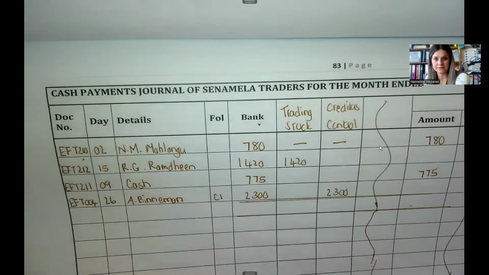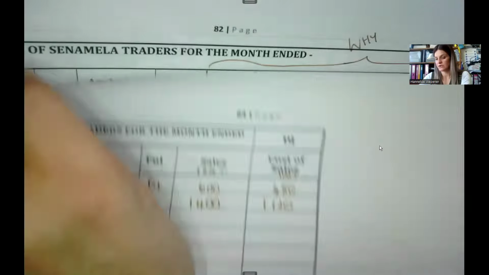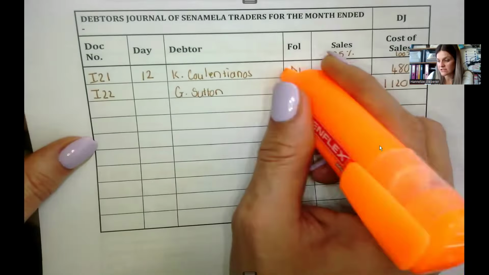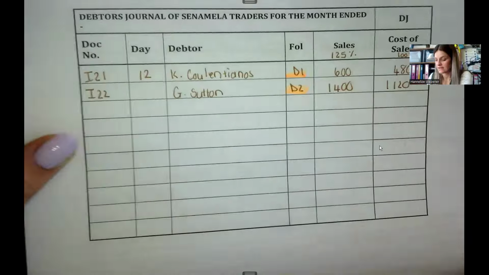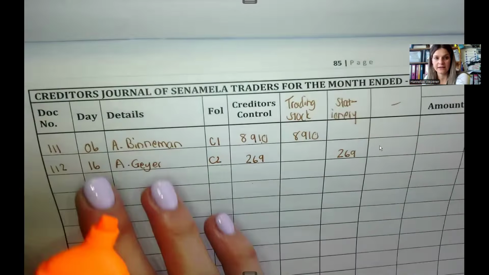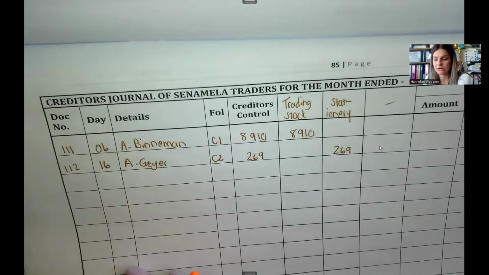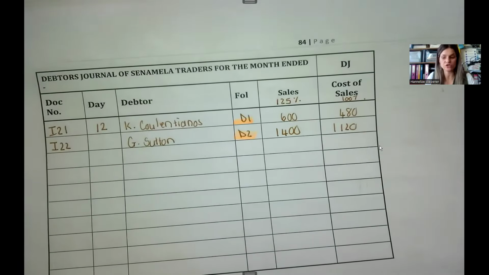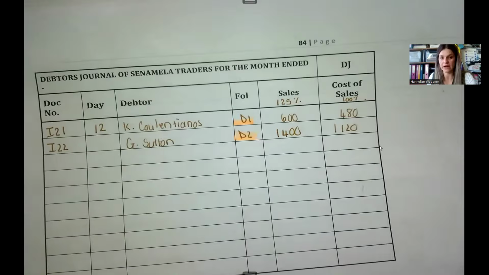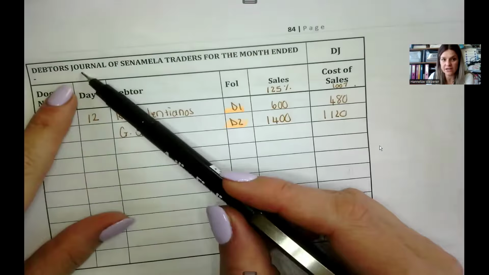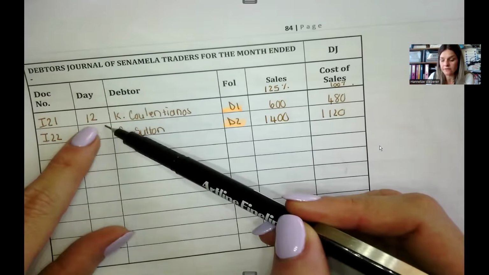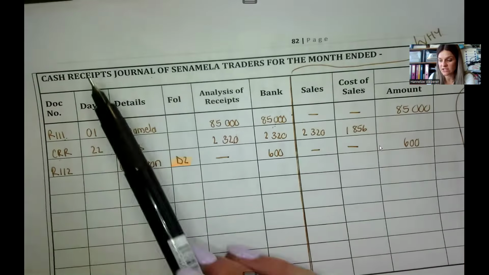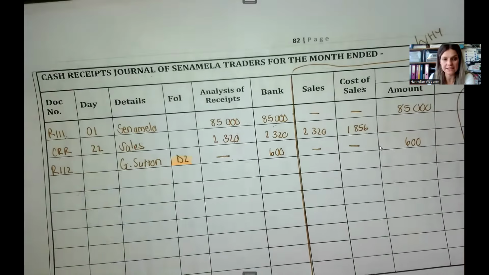No debtors in the CPJ, so I'm going to move on. In the DJ, there I have debtor 1 and debtor 2. And then in the CJ, no debtors there. Then you must see which one is the first transaction that you have now highlighted. In the DJ, you have a transaction on the 12th. The first one in your CRJ is only on the 22nd.